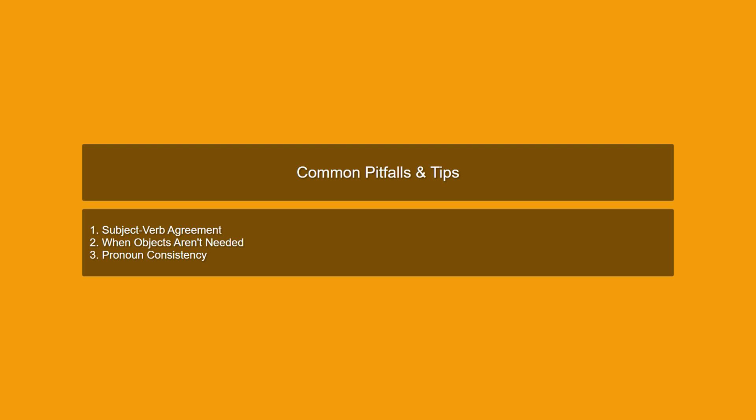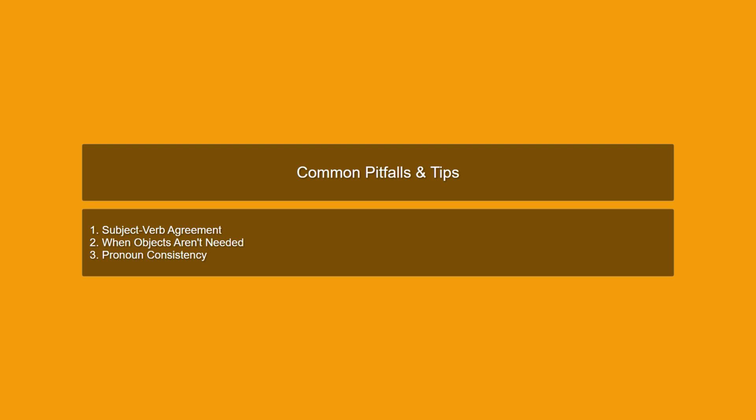Also, watch out for pronoun consistency. If you start your sentence with we, make sure the verb form corresponds to that pronoun. Avoid switching from we to they without a clear reason. Maintaining consistency helps listeners follow your ideas more easily.